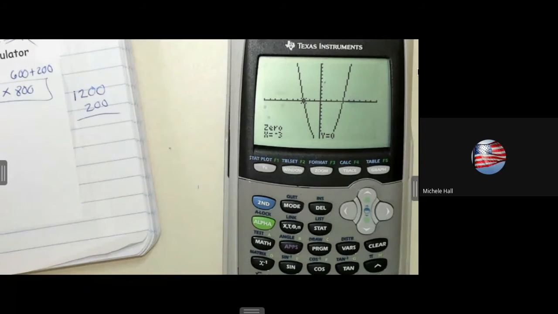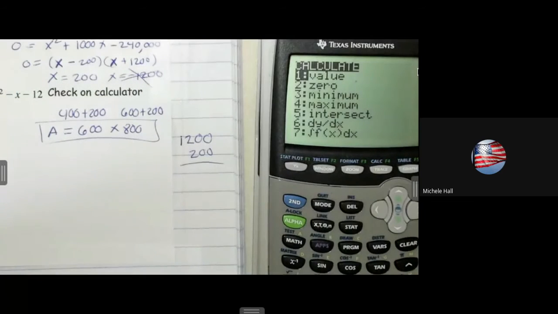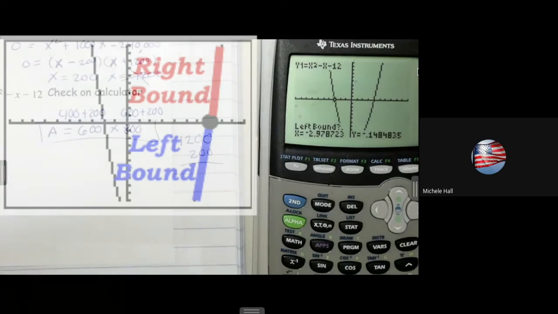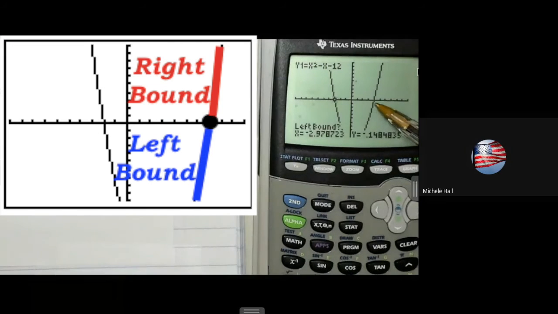So go again, calculate, another zero, and do the right-hand side one. Calculate, number 2 is zero. It's different when you're on the right-hand side. This time, if you're on the left bound, you're going to be on the bottom of the function to be on the left-hand side of it. So I go over until I'm on the bottom part.